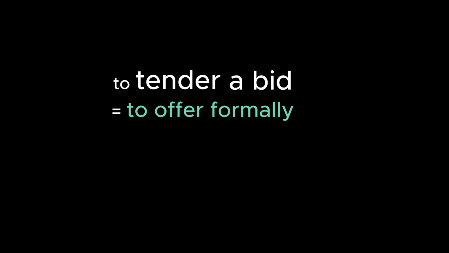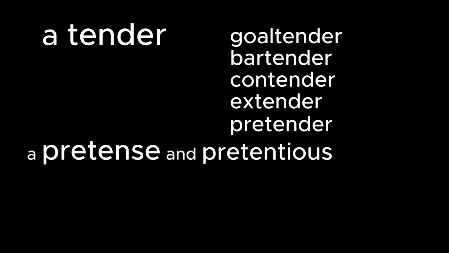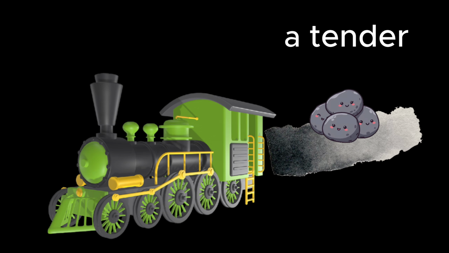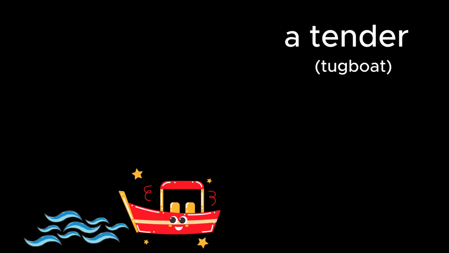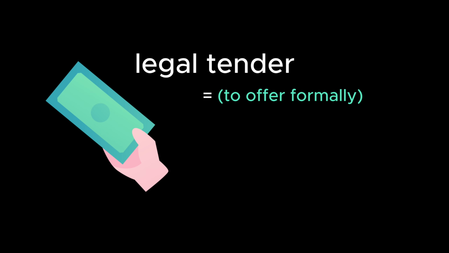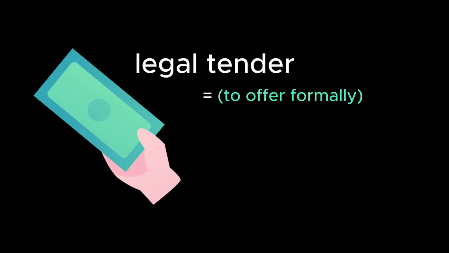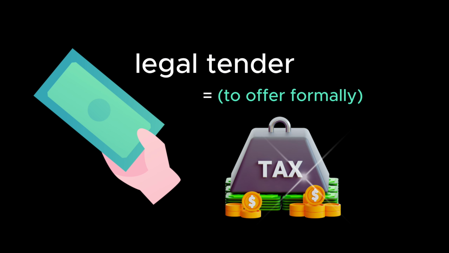To tender is found in the expression to tender a bid, to offer formally. A tender is found in goaltender, bartender, contender, extender, and yes, pretender, related to a pretense and pretentious. A tender is or was a type of vehicle like the rail tender, the car that carried coal and water behind a steam locomotive. We also have a ship's tender, a smaller boat towing a larger vessel. Then there's legal tender, originally meaning to offer formally, which is a government-approved form of payment as a valid, authorized medium for paying debts, taxes, and monetary obligations.